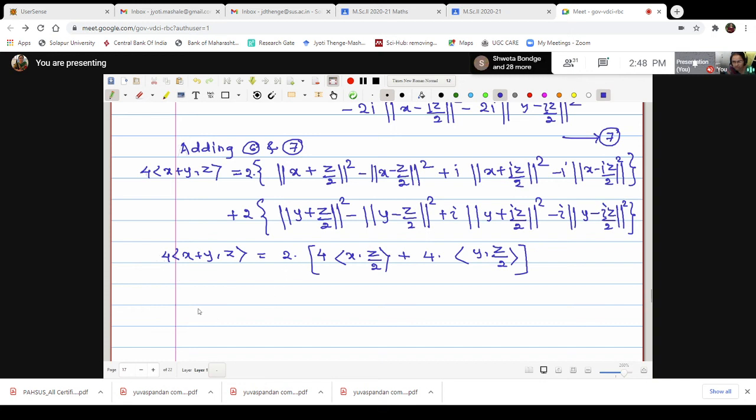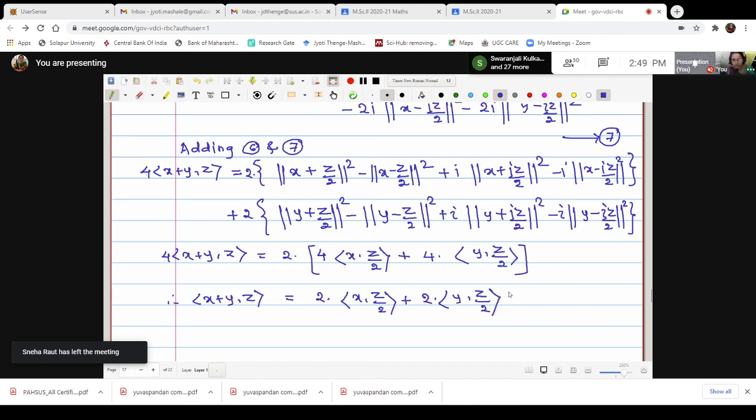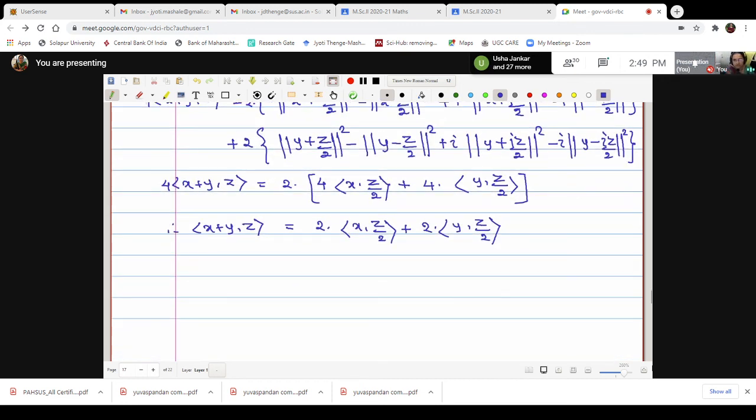If I cancel throughout, this is inner product of x plus y with z is equal to 2 times inner product of x with z by 2 plus 2 times inner product of y with z by 2. But still the idea is not clear whether this gives us linearity or not. Therefore I will call this the next equation number, I think 8.